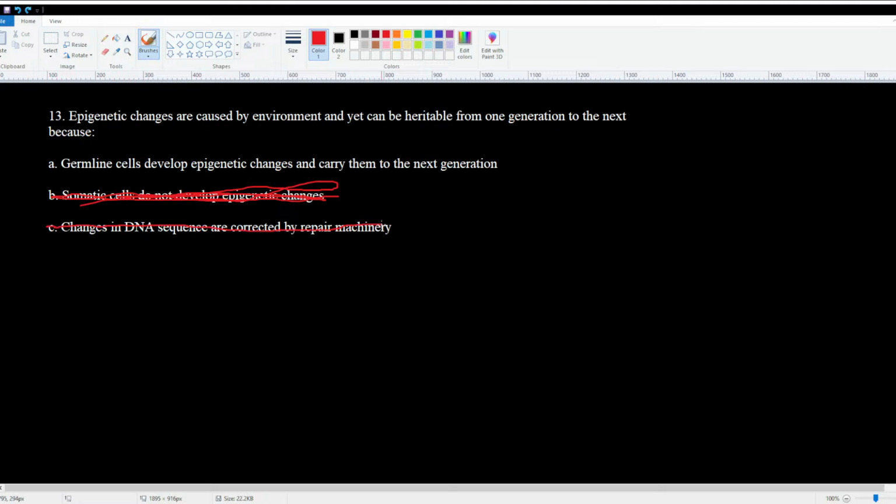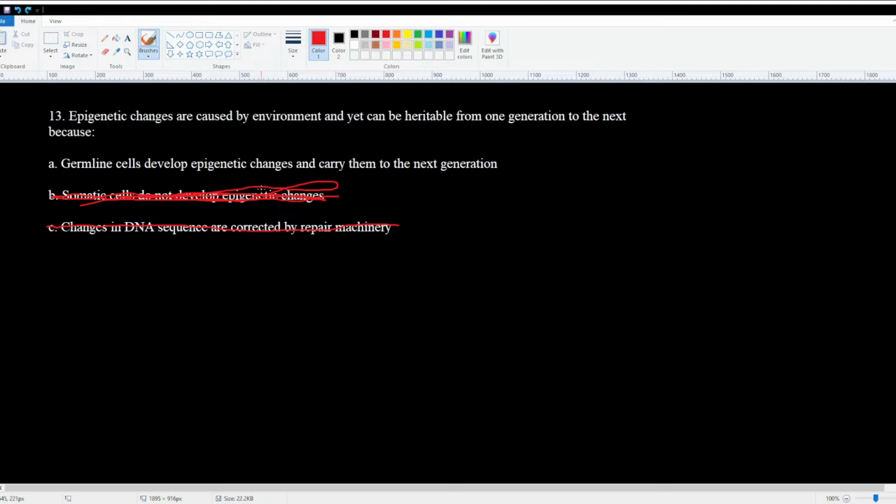So C is going to be wrong, leaving only A. Germline cells develop epigenetic changes and carry them to the next generation. Once again, smoking pregnant lady. That's going to do really bad things to that child in there. It's going to cause epigenetic changes in utero.